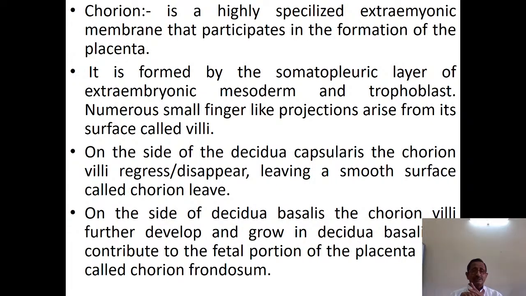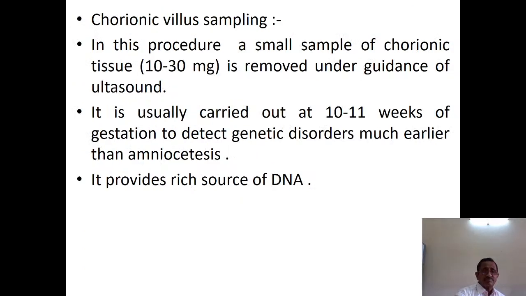So the side which is towards the cavity, we are calling the decidua capsularis. The villi there will regress and a smooth chorion laeve is left. Whereas on the side of the decidua basalis, that is the chorion that is towards the decidua, the chorionic villi develop further and grow into the decidua basalis to contribute to the fetal portion of the placenta. It is called chorion frondosum.